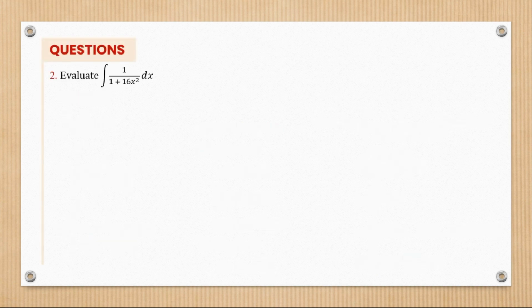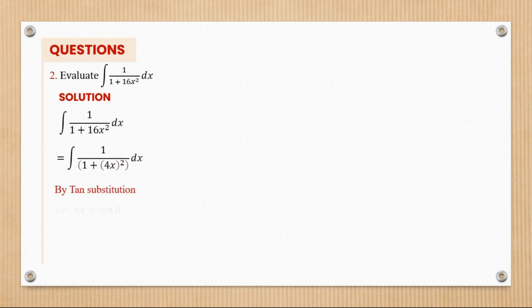Alright, moving on to question number 2, we're being told to evaluate 1 over 1 plus 16x squared dx. How do we do that? I can already say this requires tan substitution. You can say that 16x squared is the same as 4x, bracketed, squared.